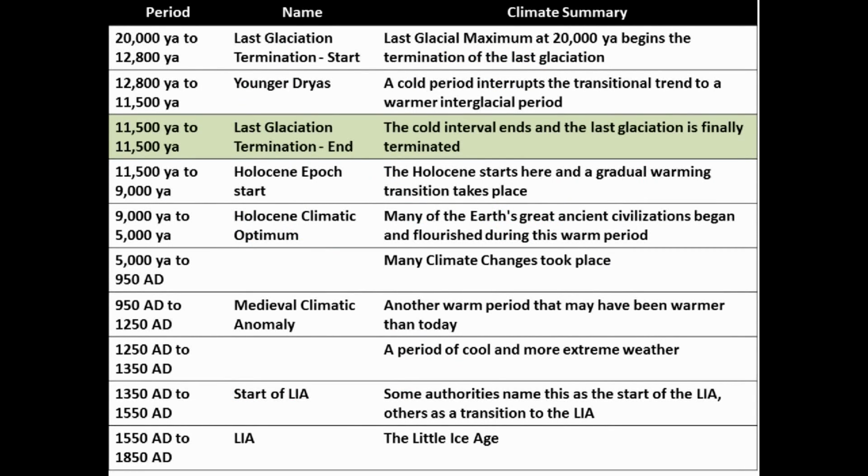The end of the Younger Dryas effectively terminated the last glacial period and marked the beginning of the Holocene interglacial period. There are varying dates given for the start of the Holocene, but we will use the IPCC standard, which gives the start as being 11,500 years ago. For your information, the dates given by other authorities do not vary significantly.